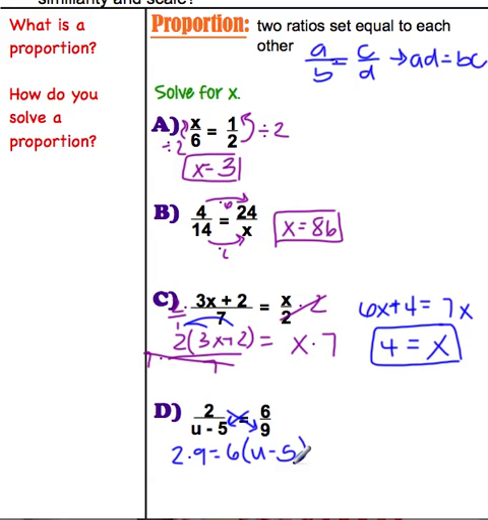Then I would multiply 2 times 9 to get 18, and distribute the 6 to get 6U minus 30. A lot of you missed on the quiz that negative sign, and you have to make sure you distribute to both values and don't forget the negative sign. Then we would add 30 to both sides to get 48 equals 6U. And then we can divide both sides by 6 to get 8 equals U.